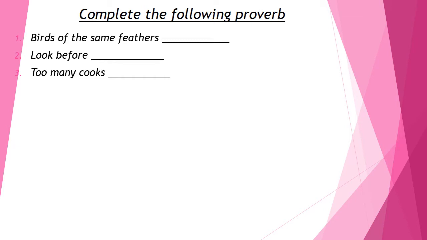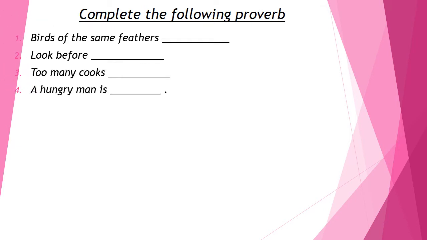Too many cooks spoil the broth, meaning whenever you are undertaking any action or any idea that you have in your mind, you want to put it into practice, you should not be looking for so many advisors. It is wrong because many people have different thoughts, and when giving you advice, may advise you wrongly. So we say, too many cooks spoil the broth, which means too many advisors can ruin your ideas.